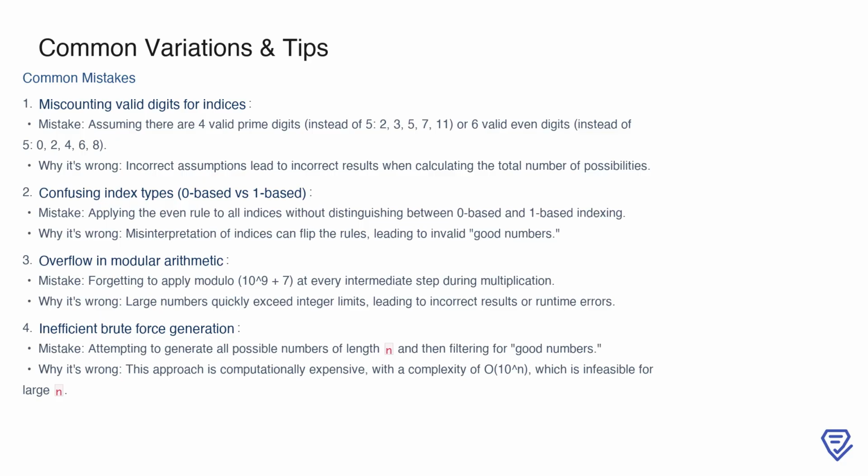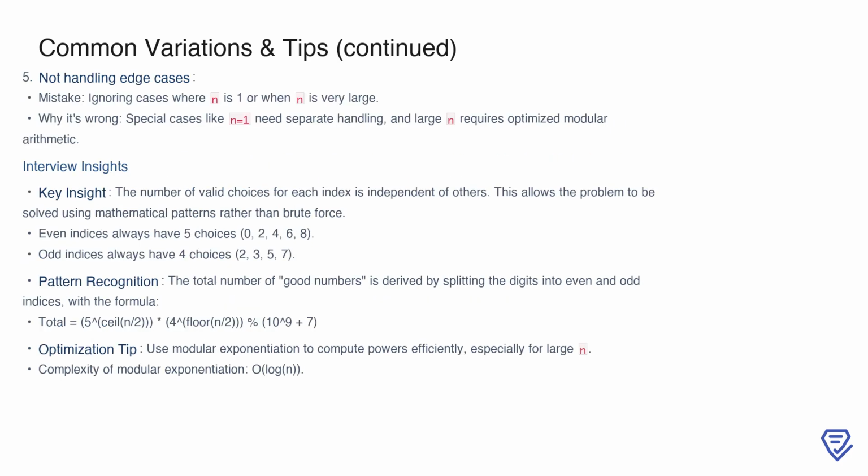Finally, attempting a brute force generation of all possible numbers for length n and then filtering for good numbers is highly inefficient. With a complexity of 10 to the power of n, this approach becomes infeasible for even moderately large values of n. Another important point is handling edge cases effectively. For example, when n is 1, special handling is required because there's only one digit to consider. Similarly, for very large values of n, optimized modular arithmetic is essential to keep calculations efficient.